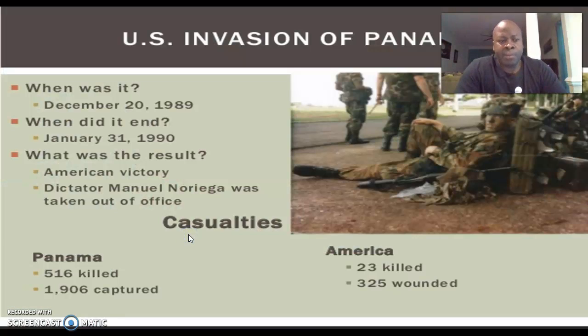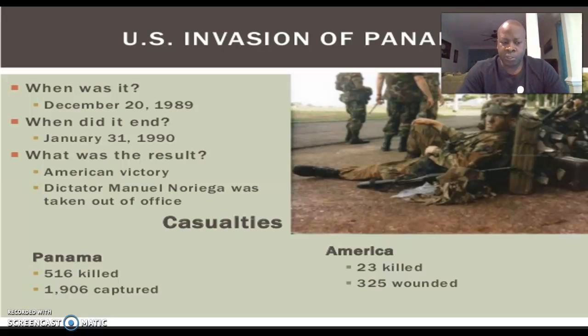The invasion of Panama took place on December 20th, 1989, and it ended in 1990. Prior to this invasion, we always had a foothold in Panama, going back all the way to 1903. On the bottom here, you'll see some of the numbers of American soldiers killed and wounded, and Panamanian soldiers killed or captured.